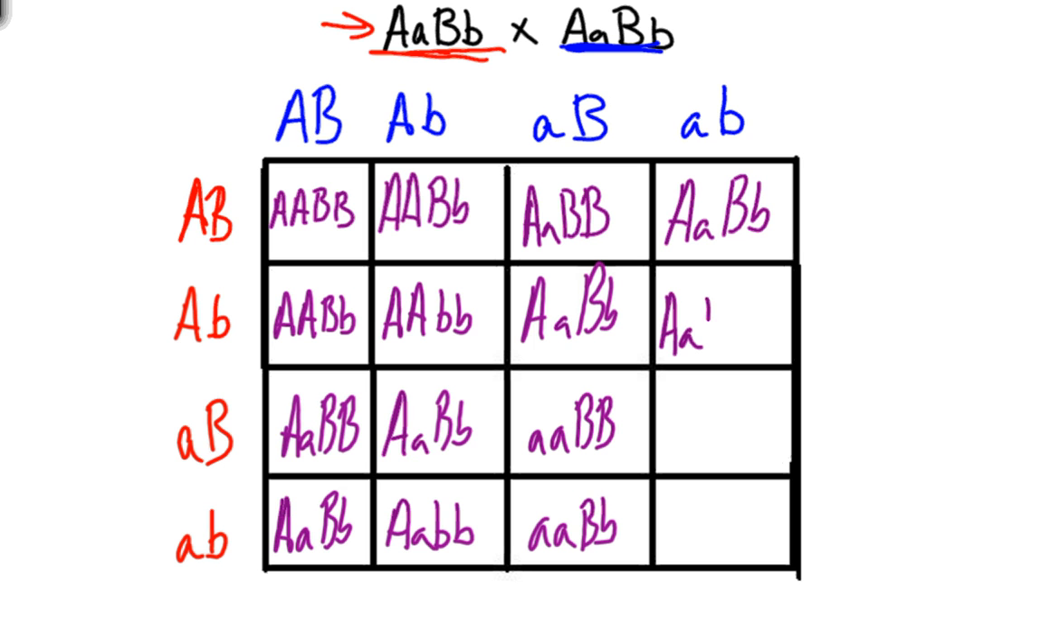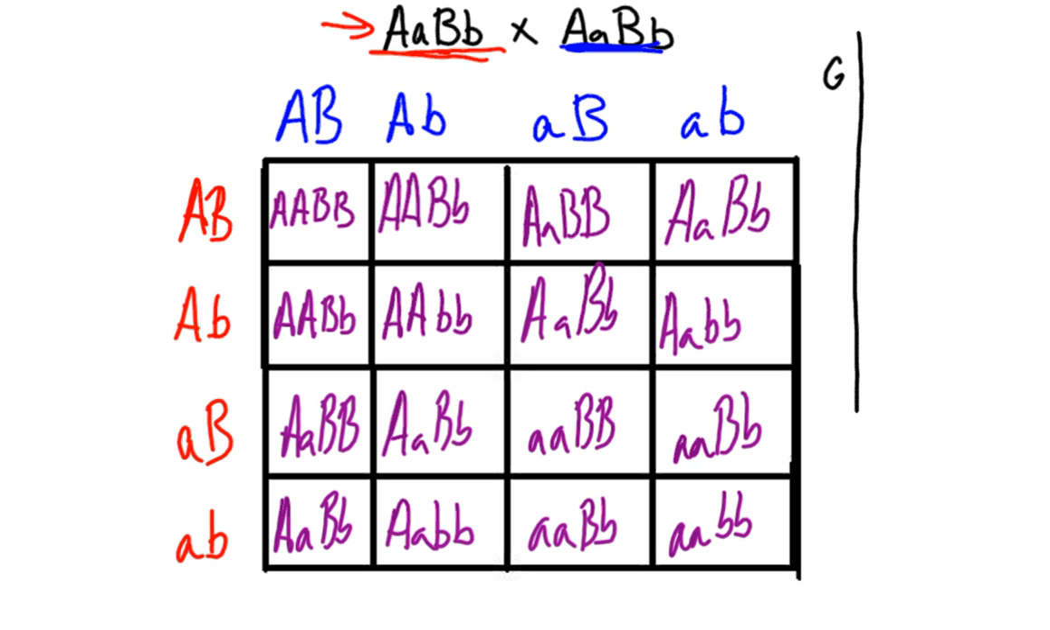Now, most of the time, which I'll show you an example, we are not going to need all 16 squares, but in this case, we do. And so what we want to do next is let's start doing the genotype and phenotype frequencies for this particular cross. Well, how many of these do we have? Big A, big A, big B, big B. We have 1 out of 16. And then we can just keep going.